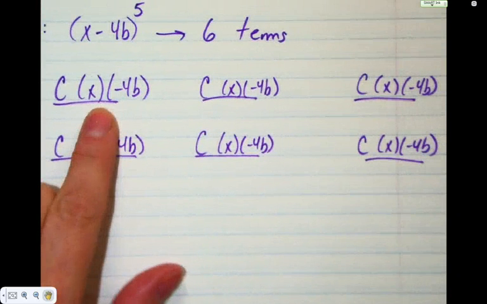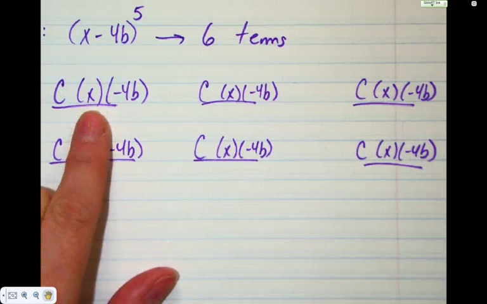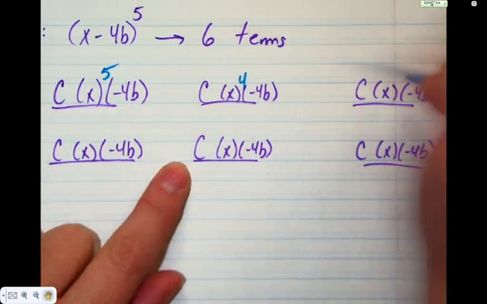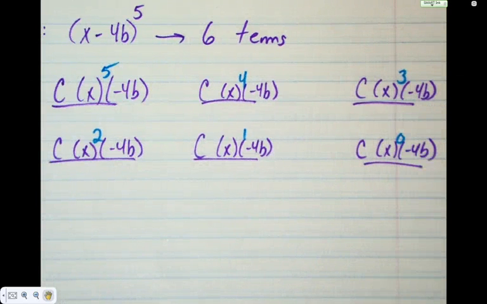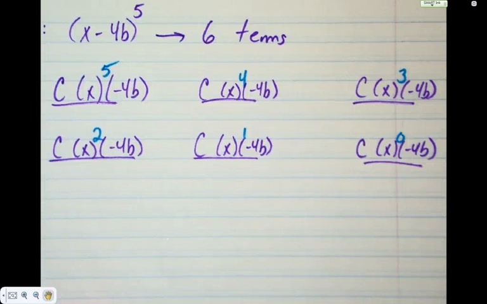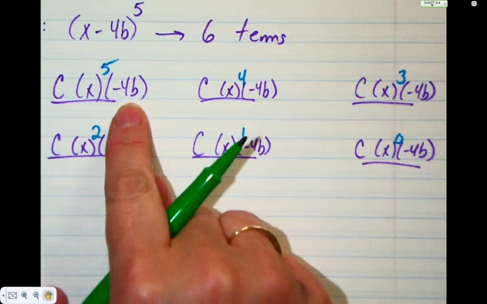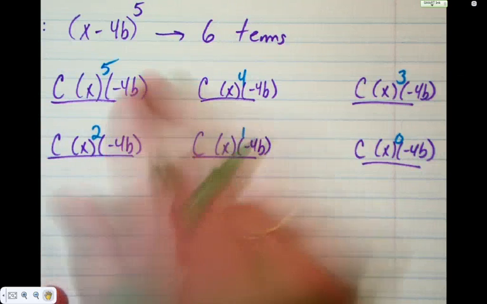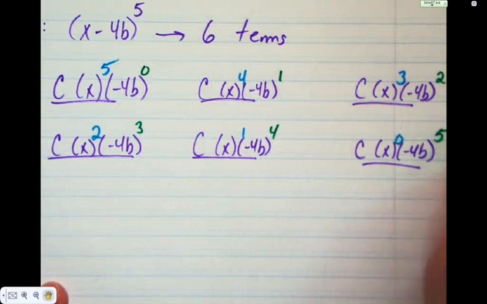Then I start with the x, and all you need to remember is, does it go up or down? It goes down, so it's got to start with 5, 4, 3, 2, 1, 0. Then I do the second term, which in this case is the negative 4b, and it has to start with 0 and go up. So 0, 1, 2, 3, 4, 5.